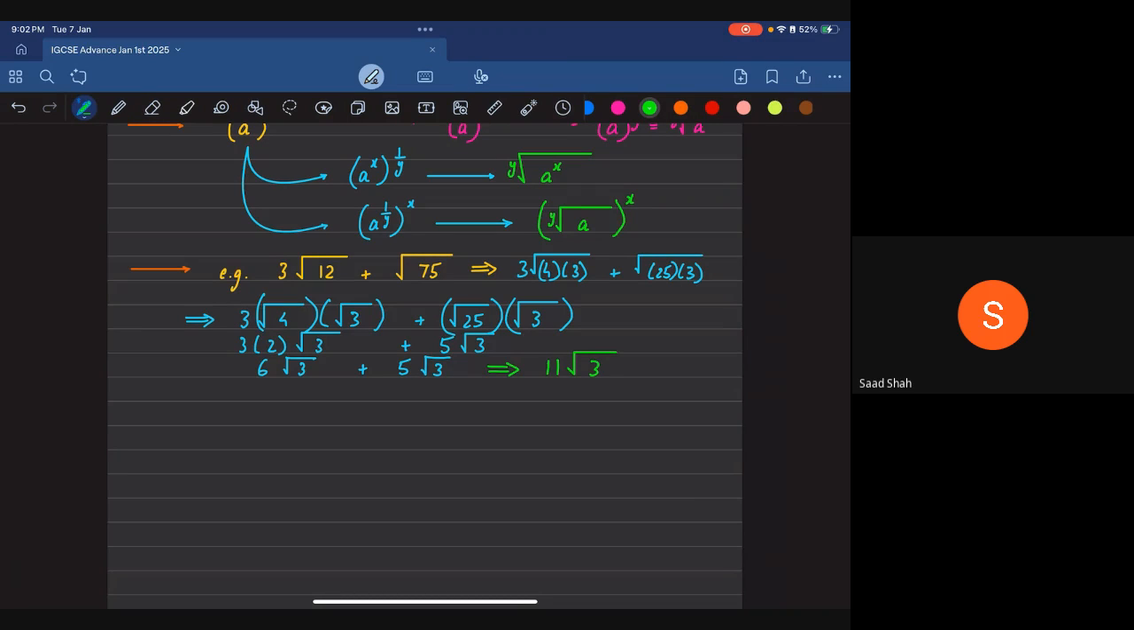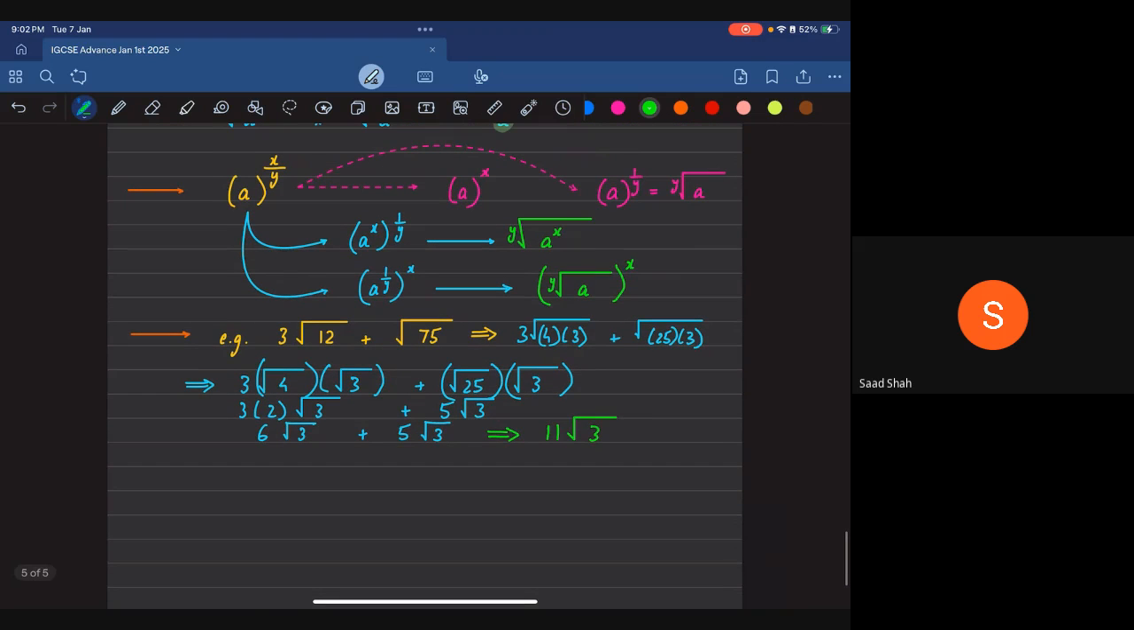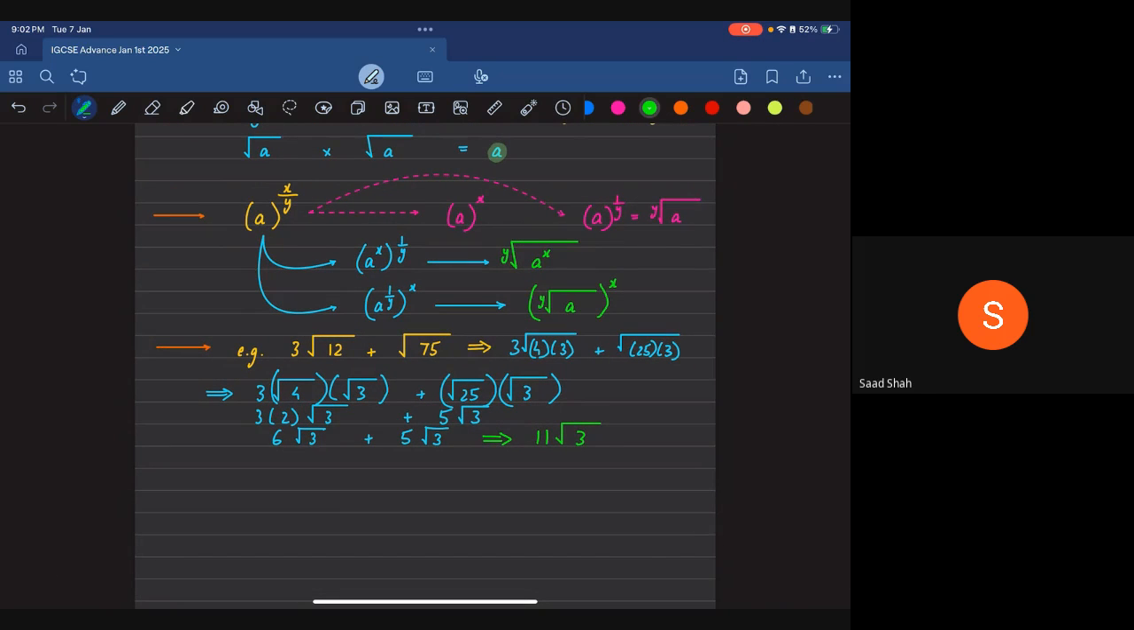Clear? Any issues with this? Anyone, if anyone has any issues? All right. Hopefully this is clear.